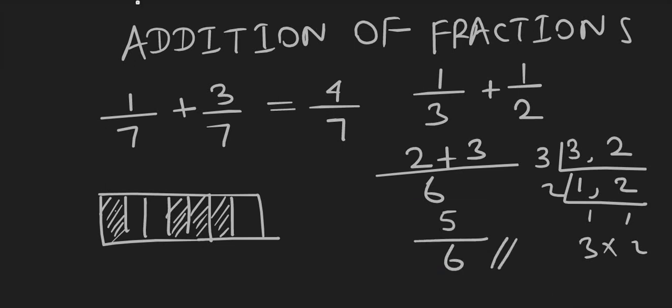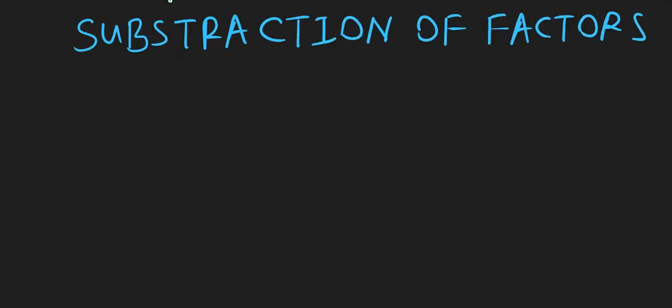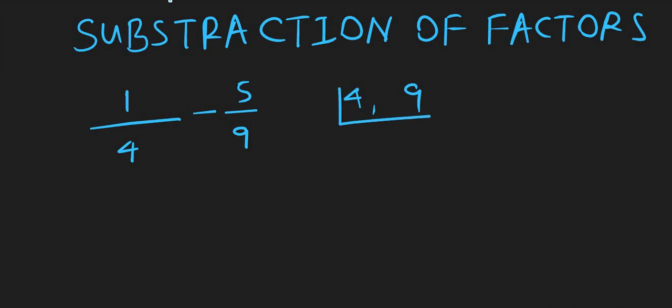Let's move on to subtraction. Now, similar to addition, in subtraction also we have to find the common denominator if the fractions are not in the same denominator. Let's say 1 over 4 minus 5 over 9. Now in this case, our common denominator is 4 and 9. You have to find the LCM.